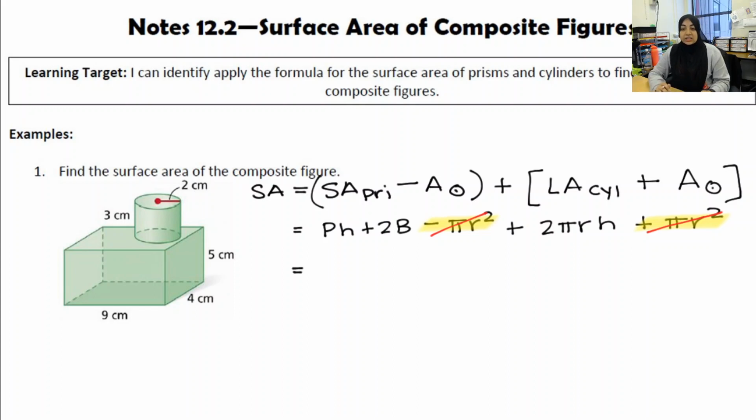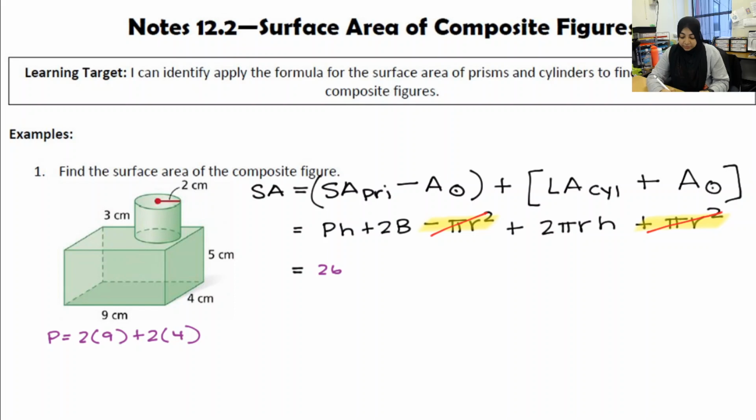So again, this is the prism that I'm talking about. So I want to take the perimeter of the prism, so of the base of the prism. So that's going to be this shape right over here, which of course is a rectangular prism. So it is going to be perimeter is equal to 2 times 9 plus 2 times 4. 2 times 9 is 18. 2 times 4 is 8. 18 plus 8 is 26.